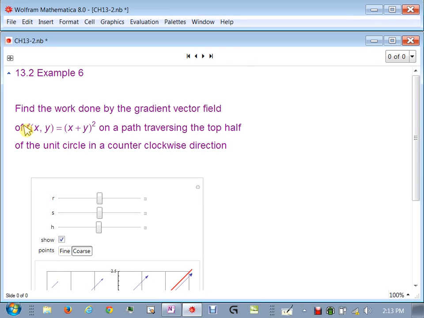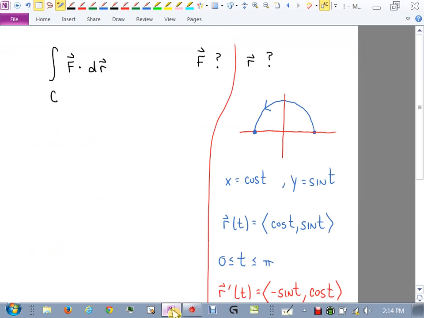This right here is what was given. That's not a capital F. It says find the work done by the gradient vector field of a scalar function. Well, what's the gradient vector field of a scalar function? It's just the gradient. So let me come back over here. I take the gradient of little f. It's two pieces: the partial of f with respect to x, and then the partial of f with respect to y, as components of a vector.